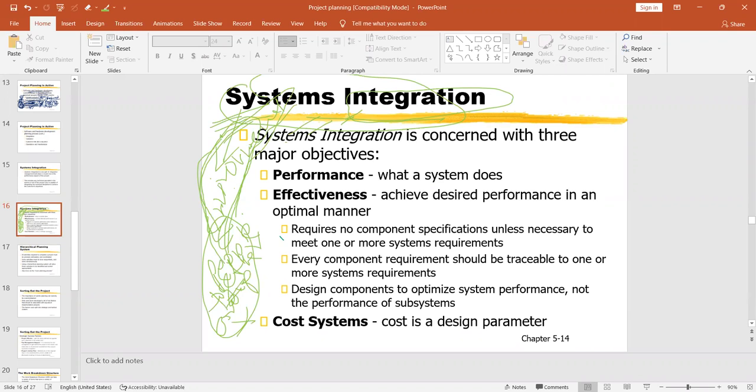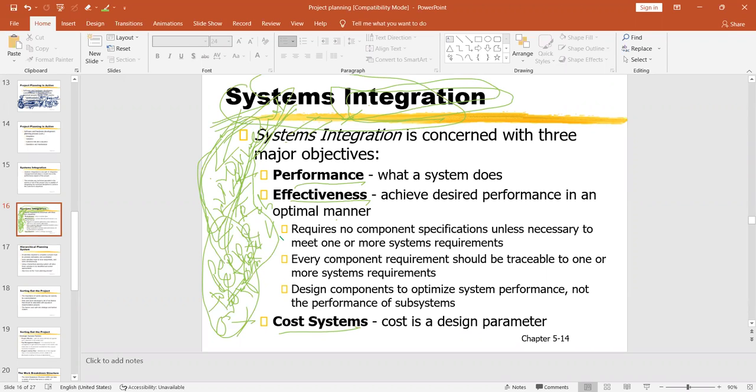System is also related to technology. If you want to ensure a very good environment in your organization, human resources alone can't do that. So that's why you have technology, machines, software, and apps. All these together, we have a system. Now, why the word integration? Integration is concerned with performance, with effectiveness, and with the cost of the system.